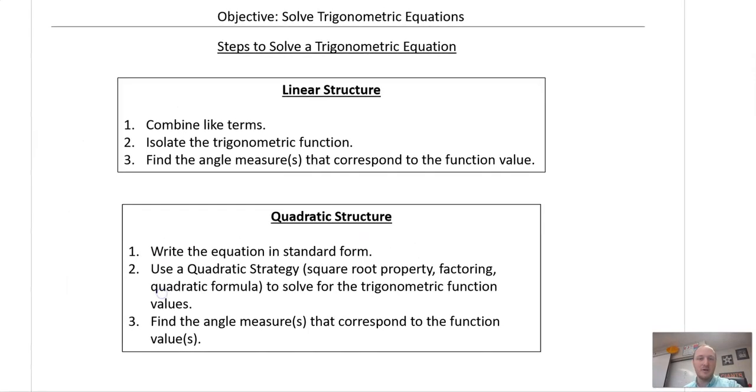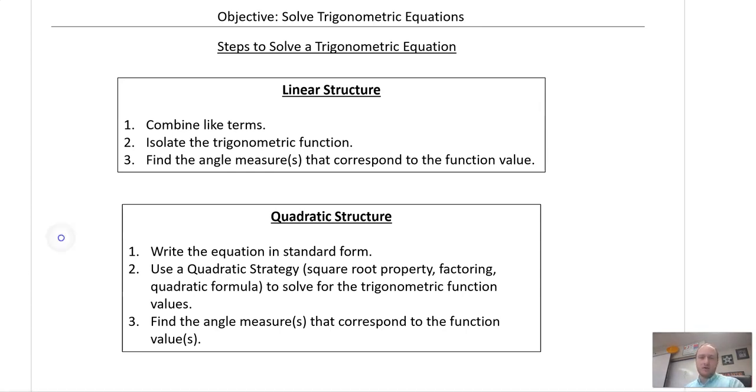Okay, so let's go ahead and look at some problem-solving strategies, and here are some general steps to solve trigonometric equations. Now, it depends upon the structure. If you have a linear structure, what you want to do is combine like terms and isolate the trig function. Whoa, the lights just went out. They're back on. And then you want to find the angle measure that corresponds to that function value. That's where you'll use your unit circle.